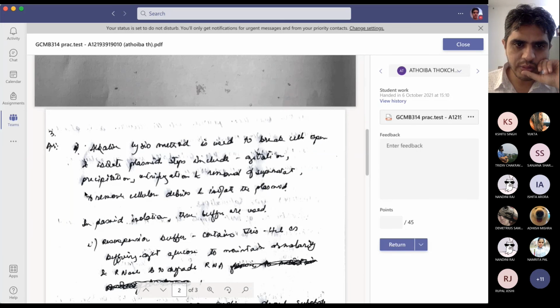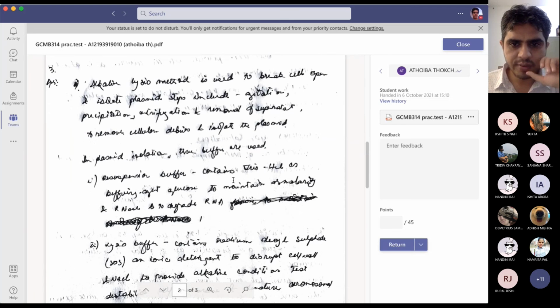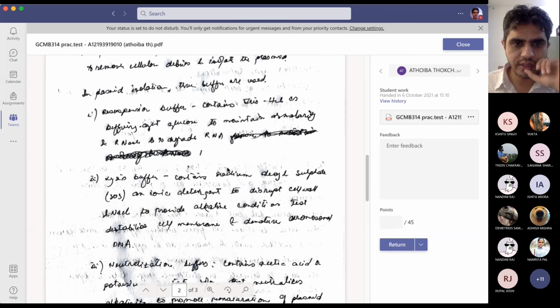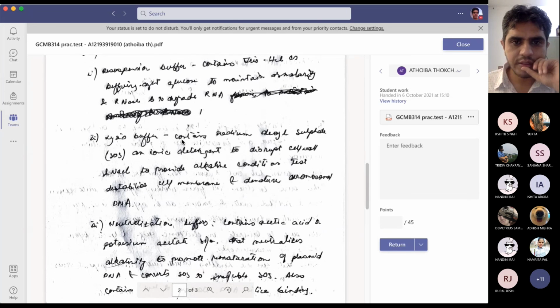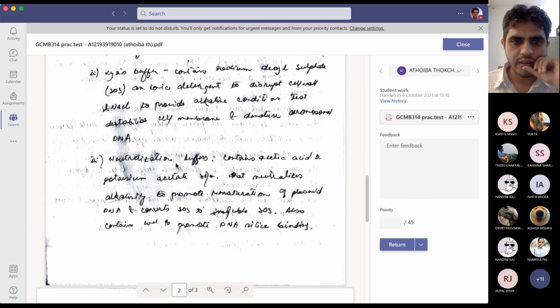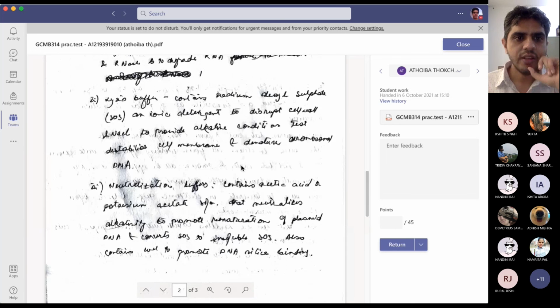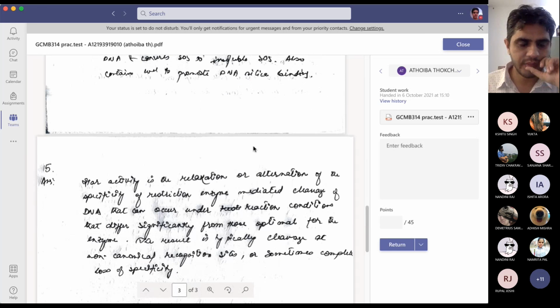Alkaline lysis method used to break the cell. Suspension buffer contains Tris HCl for buffering and maintaining the pH, RNase to degrade RNA. Lysis buffer contains SDS. It disrupts the cell membrane, not the wall. It's not NaCl, it's NaOH. Neutralization buffer contains acid, potassium acetate, to promote the renaturation of plasmid DNA. Yes, this is fine. So for it, I'm giving you 2.5.